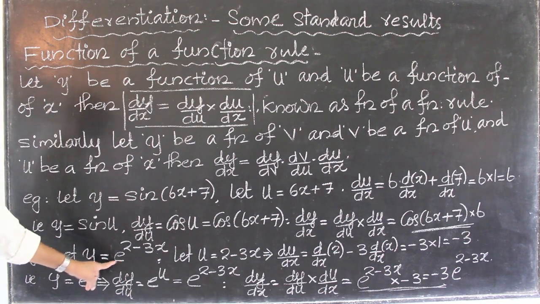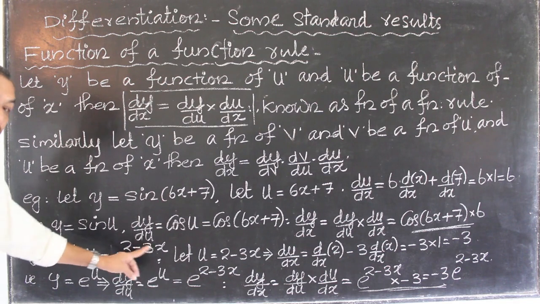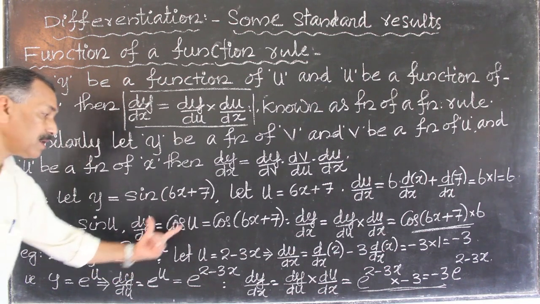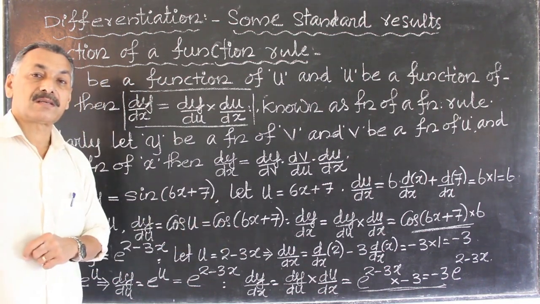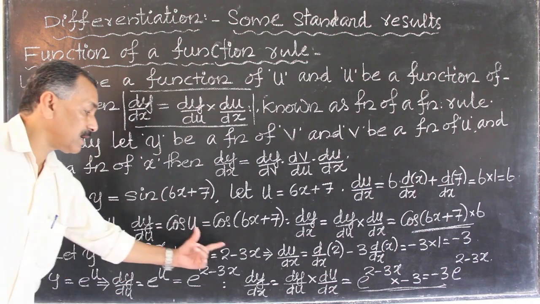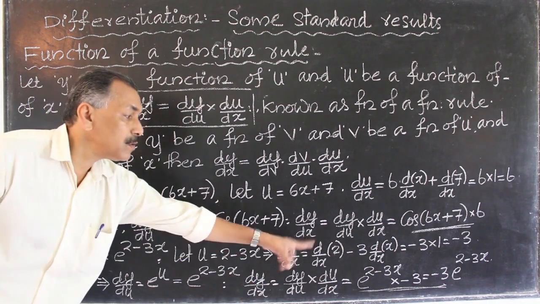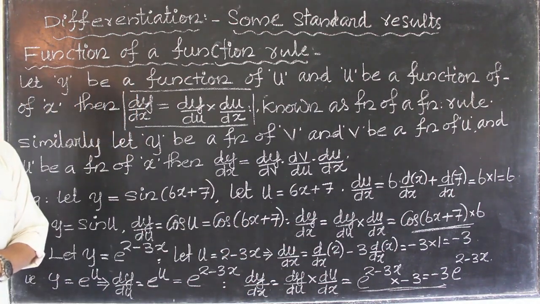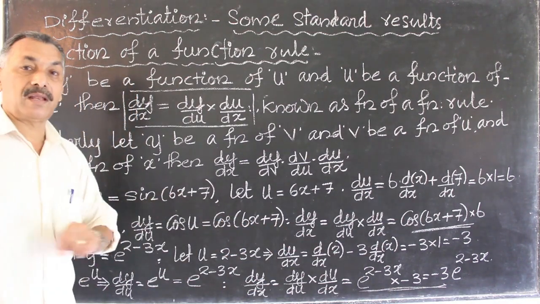Similarly, y is equal to e raised to 2 minus 3x. Here, the derivative of e raised to 2 minus 3x is e raised to 2 minus 3x times the derivative of 2 minus 3x. The derivative of 2 is 0, and the derivative of minus 3x is minus 3. Okay. So e raised to sin x square.